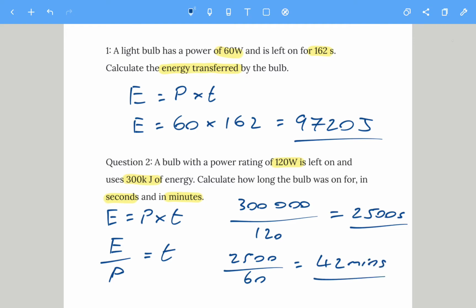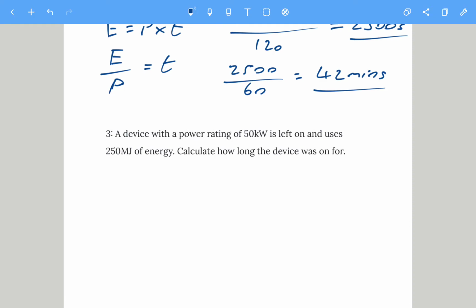All right, let's do some more questions. So I need you to have a go at number 3. So you want to pause, and then I'll take you through the answer. So this one, we've got a device with a power rating of 50 kilowatts. It's left on and uses 250 MJ. MJ, remember, means megajoules. How long was the device left on for?